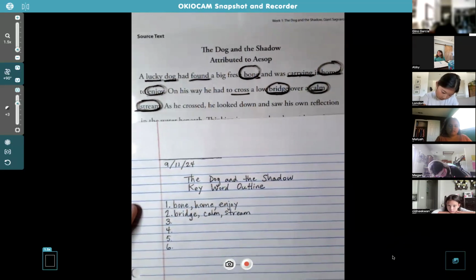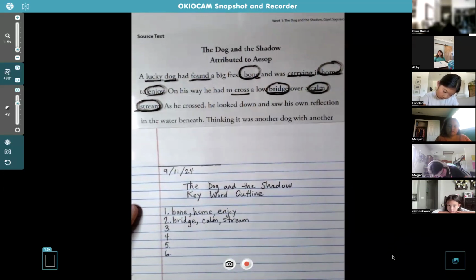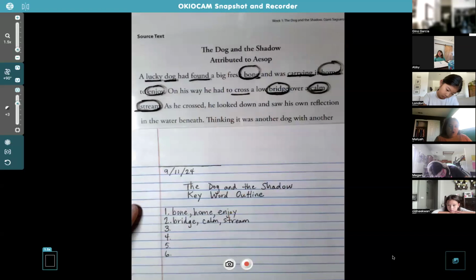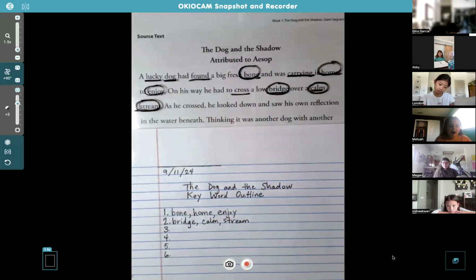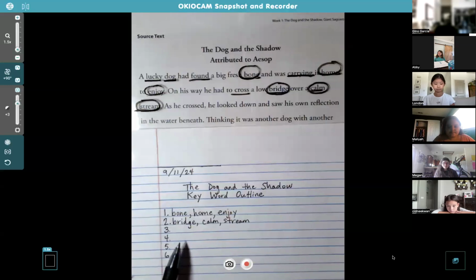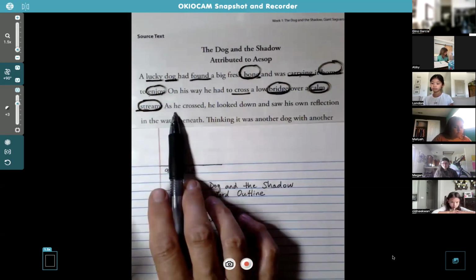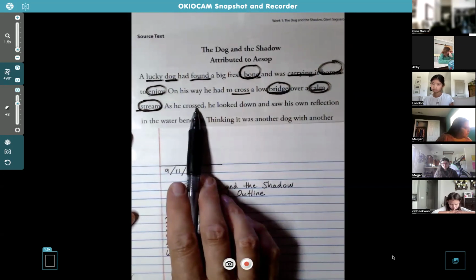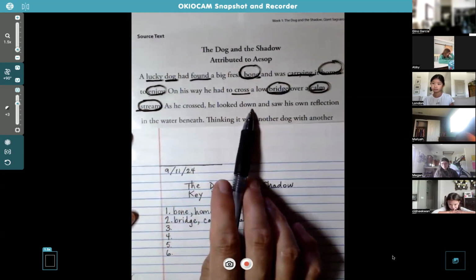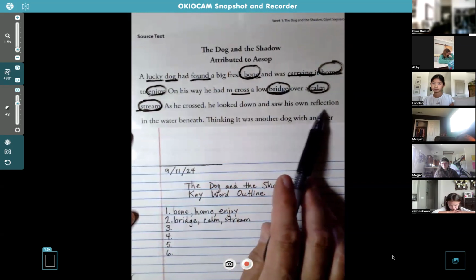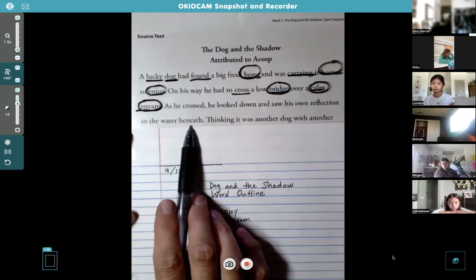Now we're going to go on to the third sentence. If you're still writing, that's okay. See the pattern now? Each of these is a sentence down here on your keyword outline, and we're going to look at each sentence. So now we're on sentence number 3, which is right here. As he crossed, he looked down and saw his own reflection in the water beneath.